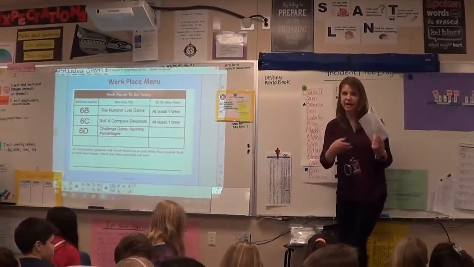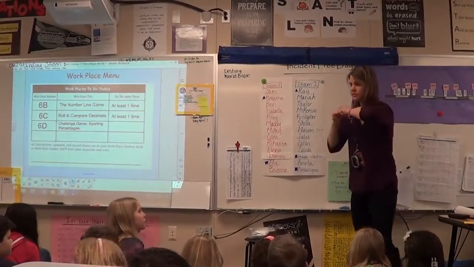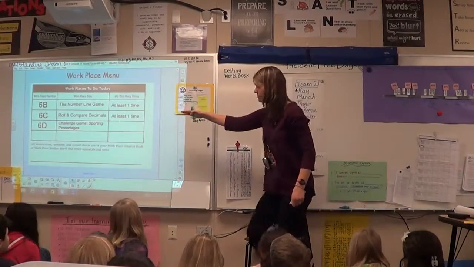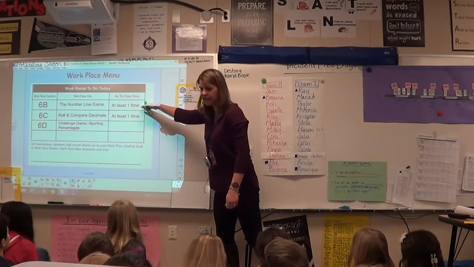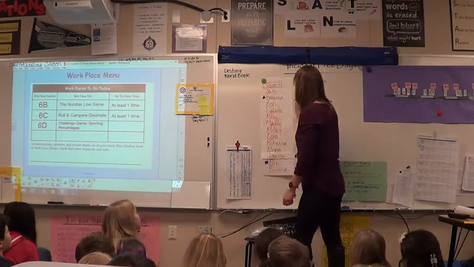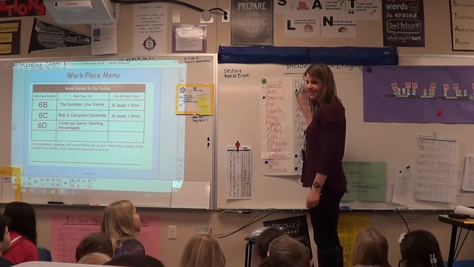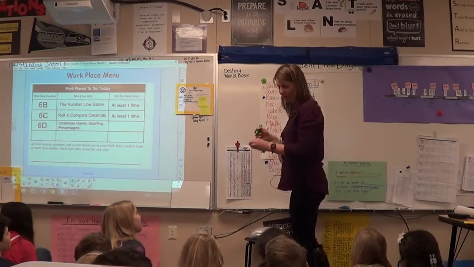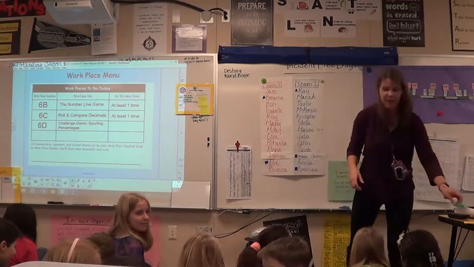When you finish a round, if you were the winner of roll and compare decimals, and then if you get through the full number line game and you were the winner, I want you to come put a star by your name. Okay, we can see which team has the most stars at the end. So add in a little twist there.